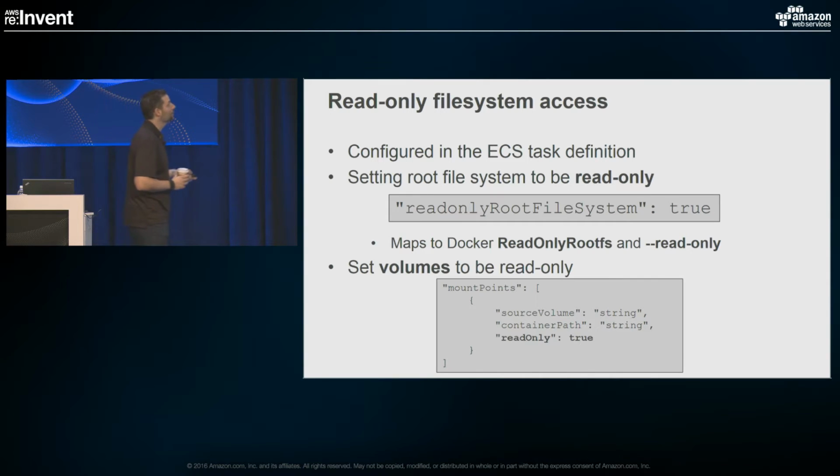Read-only. You can configure this in the ECS task definition. It's a simple command saying read-only file system, true. When you do this, it's going to map to the Docker setting, which is read-only rootfs, and also the Docker flag of read-only. If you set it in the ECS task definition, that will carry on through and set the correct Docker flags for you. And again, if you don't need to write to the containers, set that as default. If you're unsure, set it to read-only, test it.